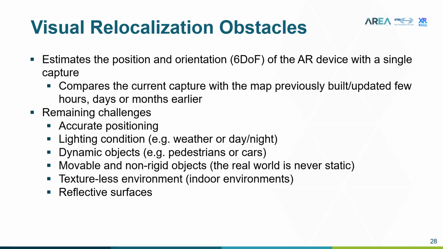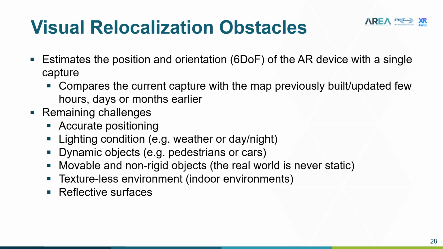So we move to visual computing, and we are using visual computing to estimate the pose, position, or rotation of the device. What is done is that the system compares the images captured by the device with what you know about the real world, so typically a map that has been previously built. And the problem is that the map has been built a few hours, few days, or months earlier. And of course, the world is not the same because the world is dynamic and everything is changing. So the remaining challenges in this domain are to provide accurate positioning.